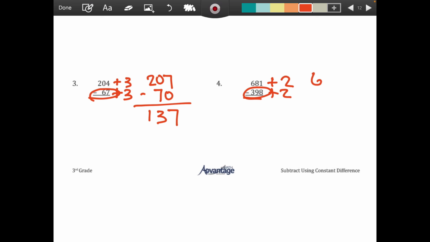And over here we have, I'm going to add 2. So I have 683 subtract 400. 3 subtract 0 is 3. 8 subtract 0 is 8. And 6 subtract 4 is 2. Remember, star or circle.